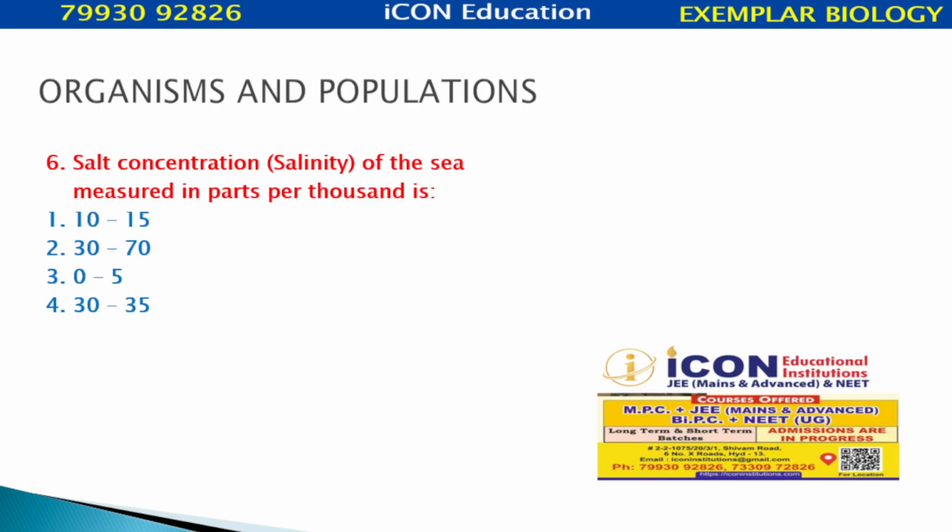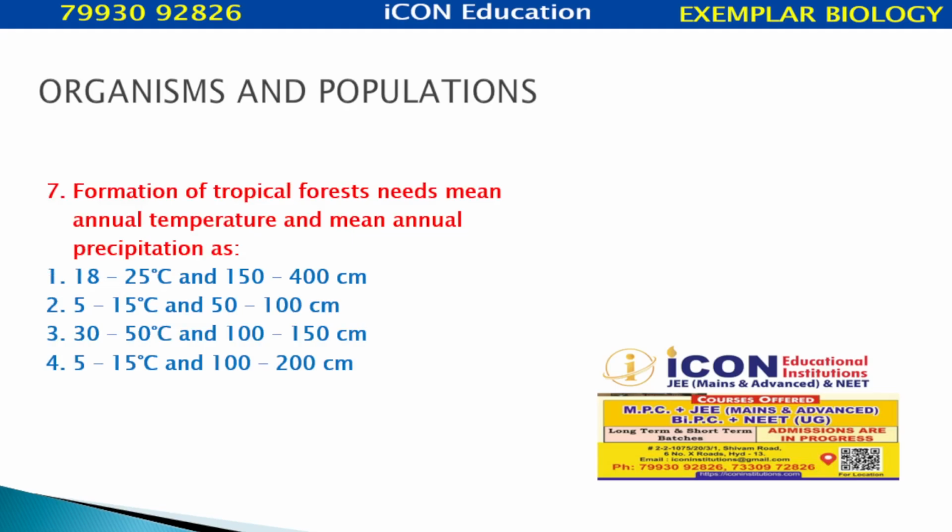Salt concentration, salinity of the sea measured in parts per thousand, is also removed from the syllabus. The options are 10 to 15, 30 to 70, 0 to 5, 30 to 35. 33 per thousand means 30 to 35. Formation of tropical forests needs mean annual temperature and mean annual precipitation. There is a graph earlier, so I am not putting the answer here; we are moving forward. That question is asked from that graph, which they completely removed, with no relation to the current syllabus.